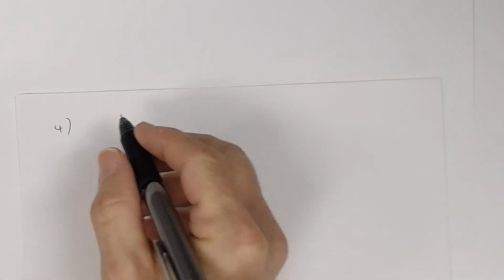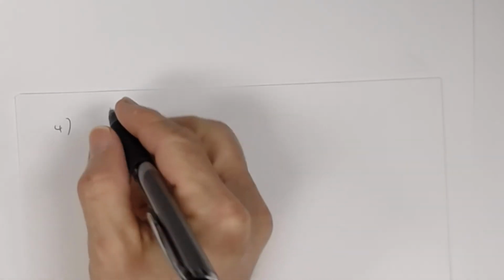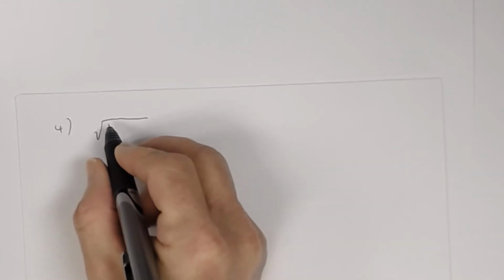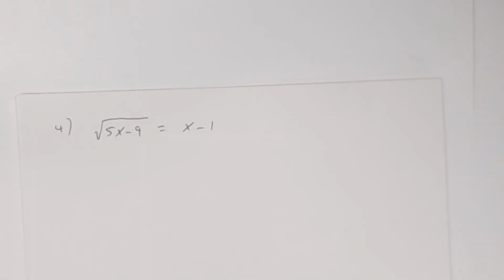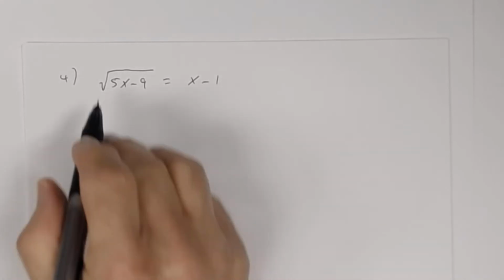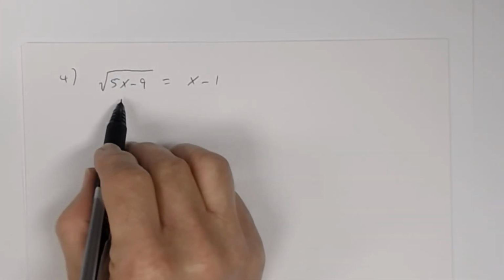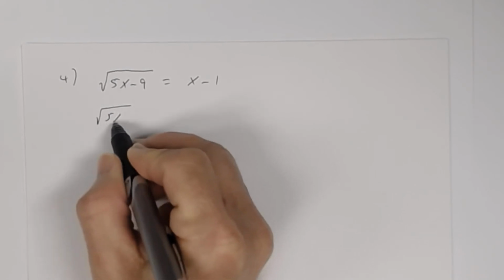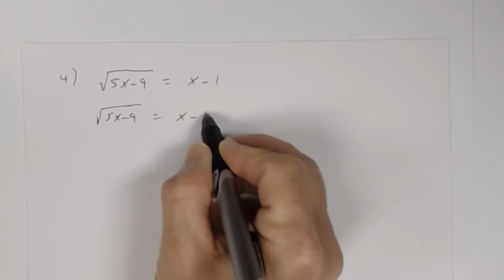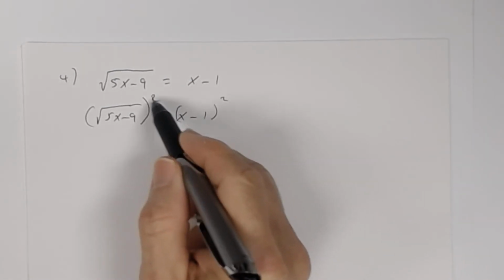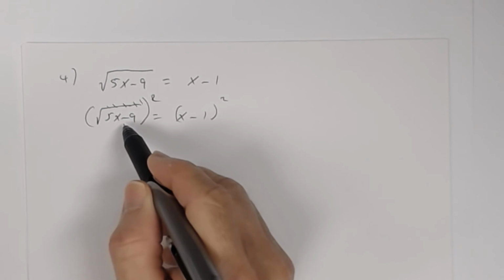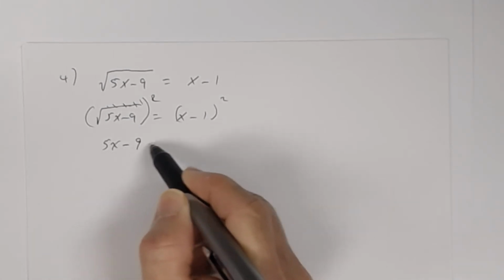And then finally, let's look at number 4. So number 4, we have this problem. Okay, so we have the square root of 5x minus 9 is equal to x minus 1. So it's very similar to number 3. Since the square root expression is by itself, we're going to go ahead and square both sides. And so when I square both sides, the square and the square root cancel each other, so I'm left with the radicand, the expression 5x minus 9, equal.